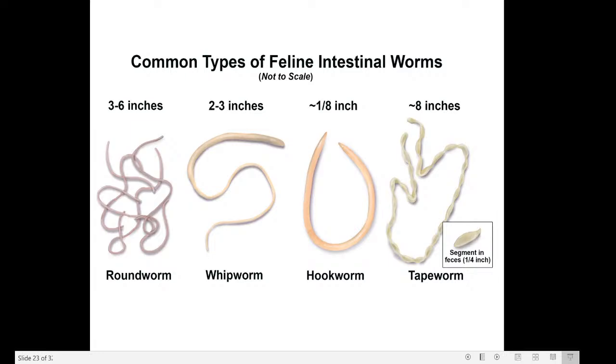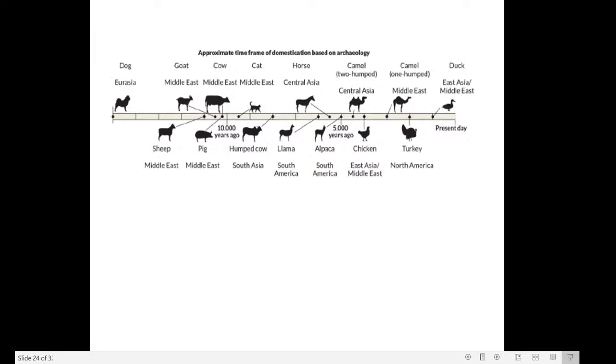Okay, the next basic topic is domestication archaeology. It means how they are present, where they are present, which area is highly dominant for a particular animal. In Eurasia, dogs are highly present. In the Middle East, goats, cows, and cats are very high, and sheep, pigs, and humped cows are there. Then Central Asia has the horse and camel, two-humped camel and one-humped camel.